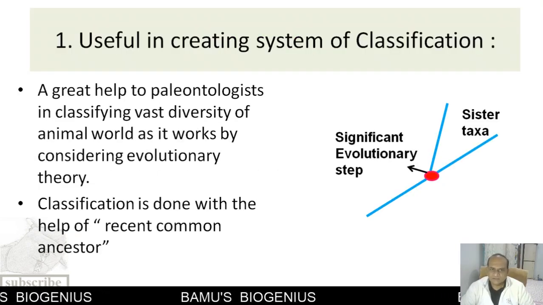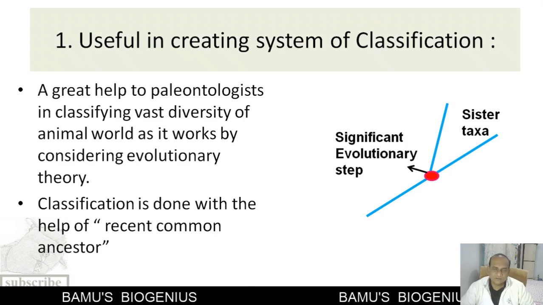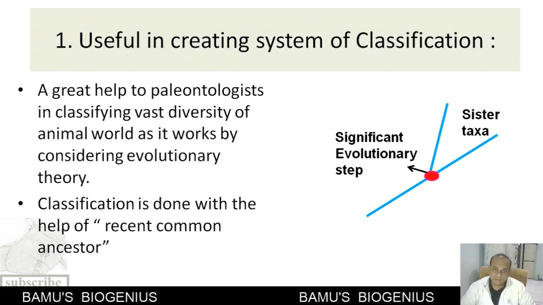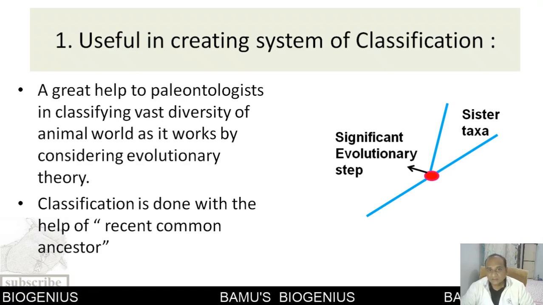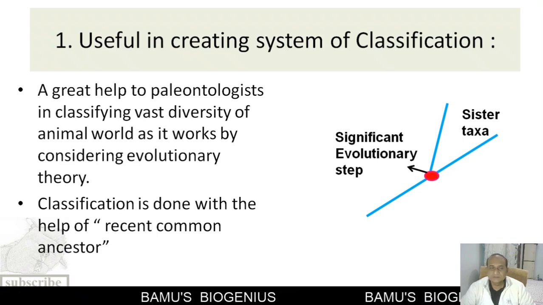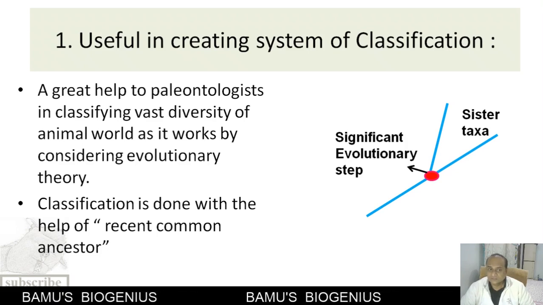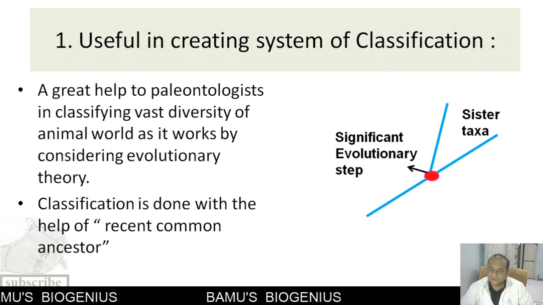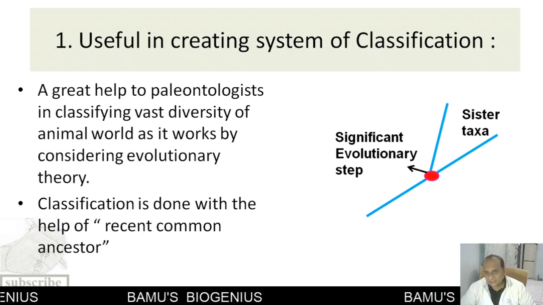Now the first application of cladistics is that it is a very useful tool in creating a system of classification. Paleontologists found it very helpful in classifying the vast diversity of the organismic world because it uses evolutionary theory, and every significant evolutionary step is marked as a bifurcating branch that leads to sister taxa, which are genealogically different from each other but at the same rank. This type of classification also uses a recent common ancestor to relate to the other taxa.